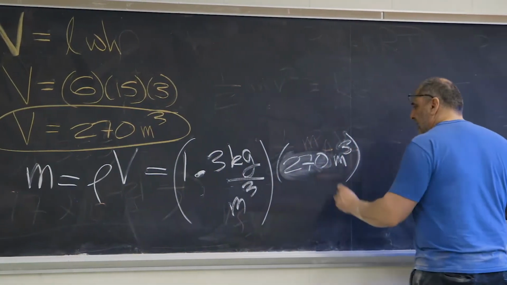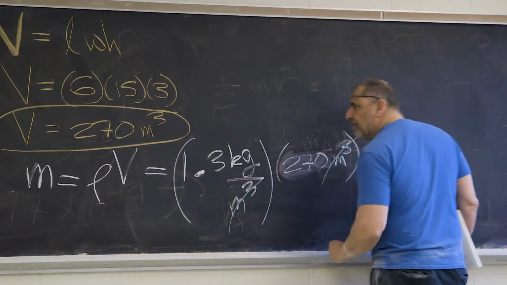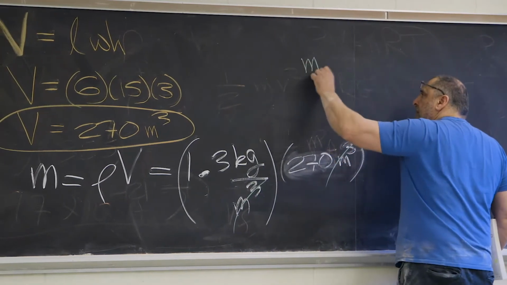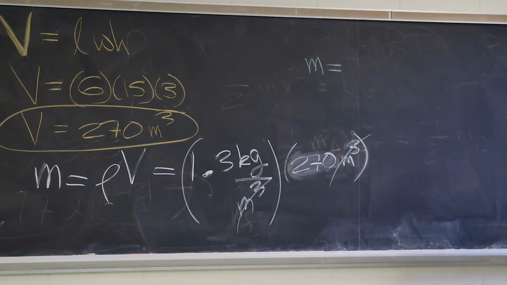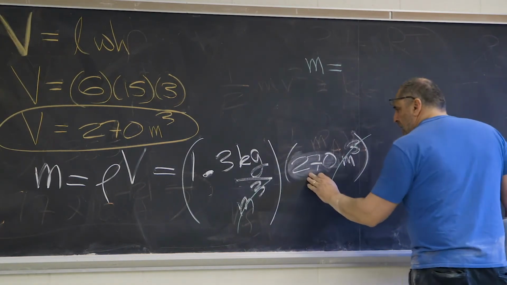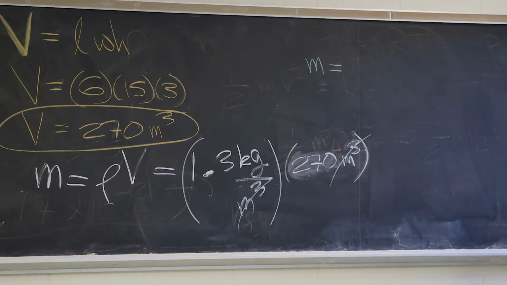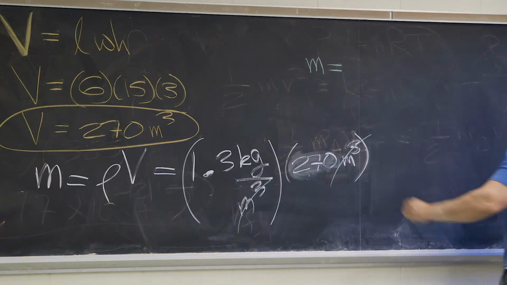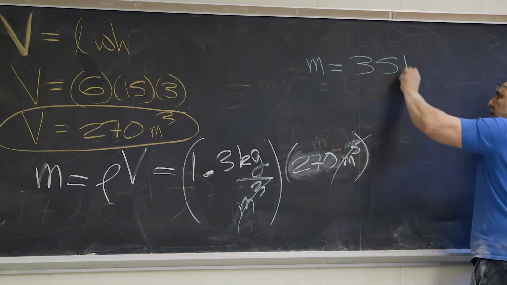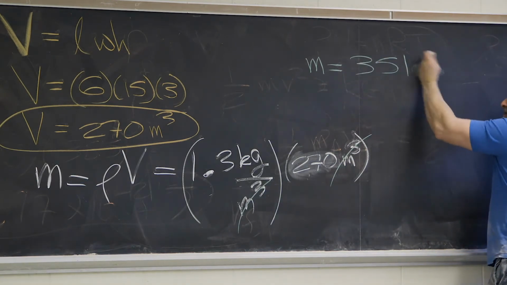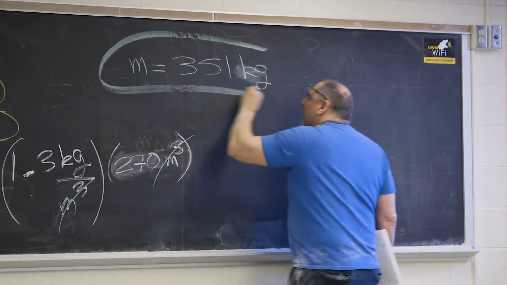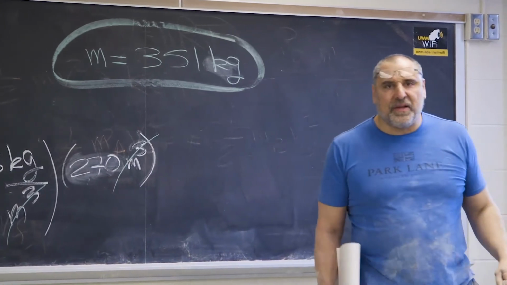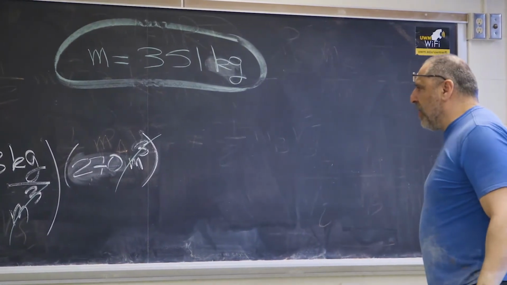That's 270. M equals rho times V equals 1.3 times 270. I mean, it's going to be 351, somewhere in that ballpark. 351 kilograms. That's a lot of mass. You wouldn't think air would have that much mass. That's pretty crazy in its own right, isn't it?